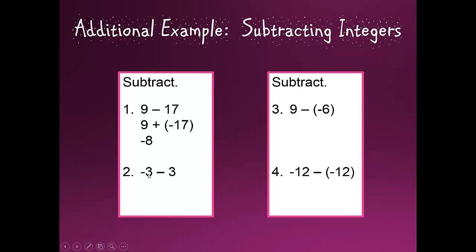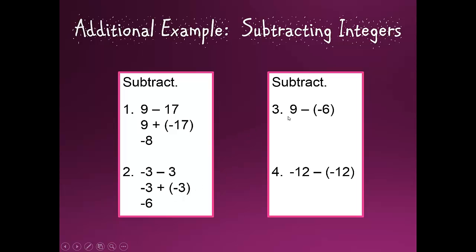For number 2, I have negative 3 minus 3. Negative 3 will stay the same. My subtraction will become addition, and then I'm going to have the opposite of 3, which is negative 3. So now I have negative 3 plus negative 3. The absolute value of negative 3 is 3, and the absolute value of negative 3 is 3. Since they have the same sign, I'm going to add them. 3 plus 3 is 6. And then I give it the sign that both of the numbers have, which is a negative sign. So my answer is negative 6.